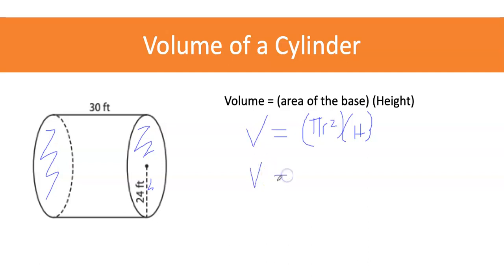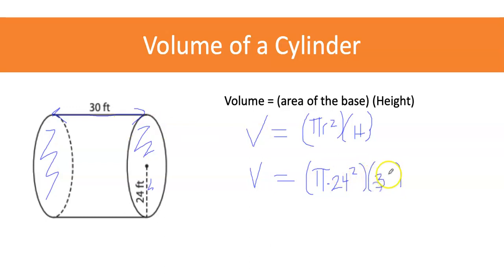Next, I need to find the radius and the height. The radius, they give it to us. The radius is from the center of the circle to the edge. So they give that value to us, 24. And the height of the cylinder is the distance between the two bases, so the distance between the two circles.